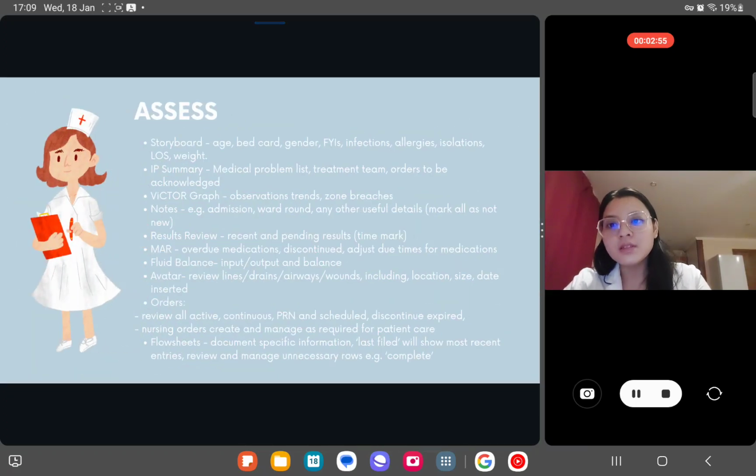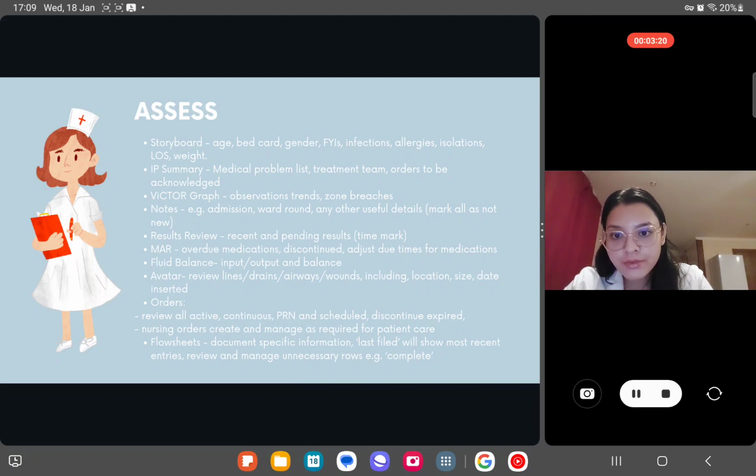The first step is assess. In assess, there are certain criteria. Firstly, it's storyboard: age, bed card, gender, FYIs, infections, allergies, isolations, LOS, and weight. There's also IP summary. In IP summary, there's medical problem list, treatment team, orders to be acknowledged.